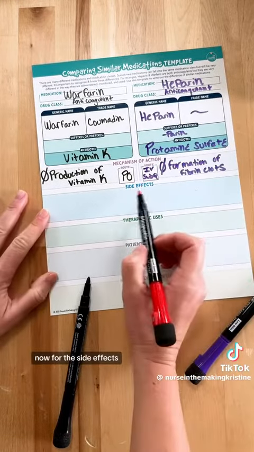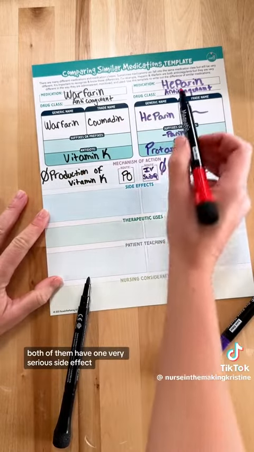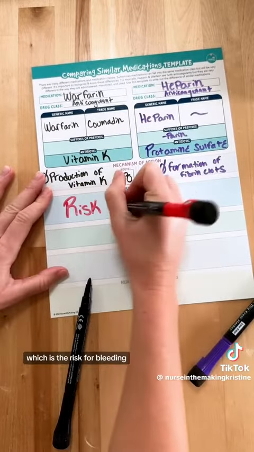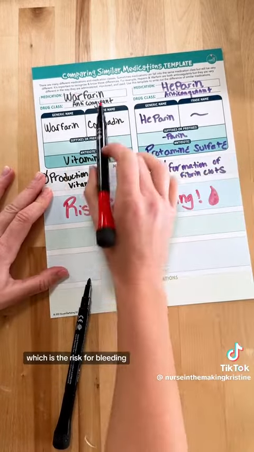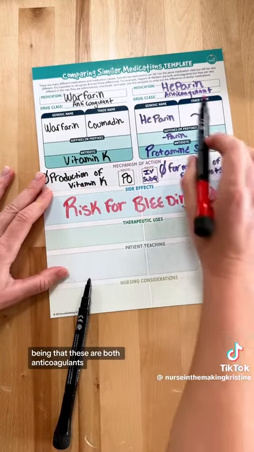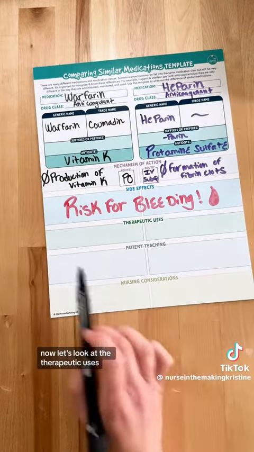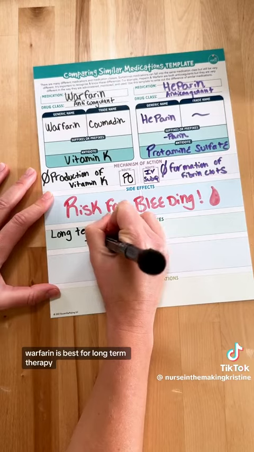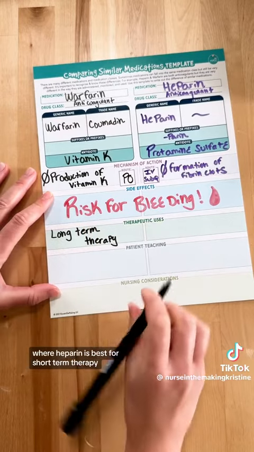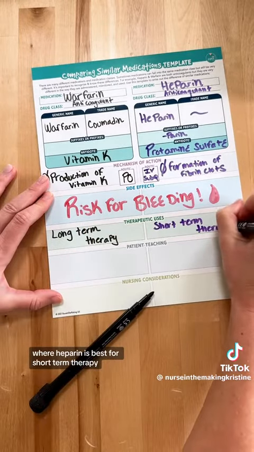Now for the side effects. Both of them have one very serious side effect, which is the risk for bleeding, being that these are both anticoagulants. Now let's look at the therapeutic uses. Warfarin is best for long-term therapy, where heparin is best for short-term therapy.